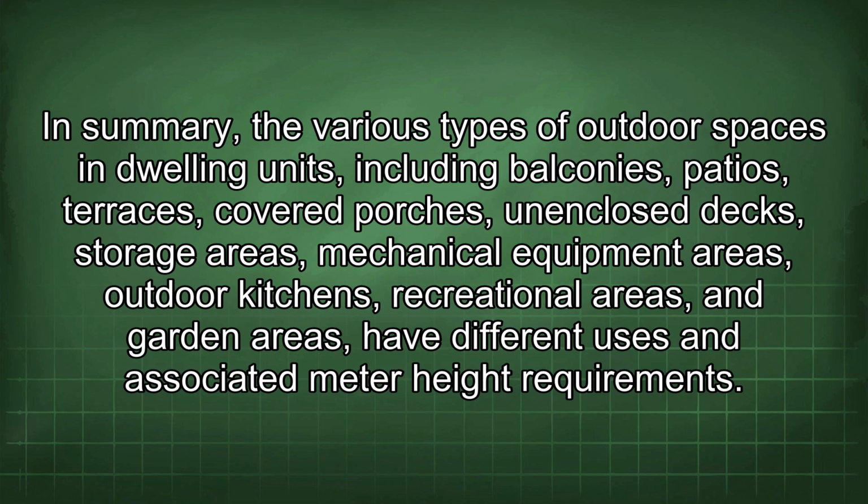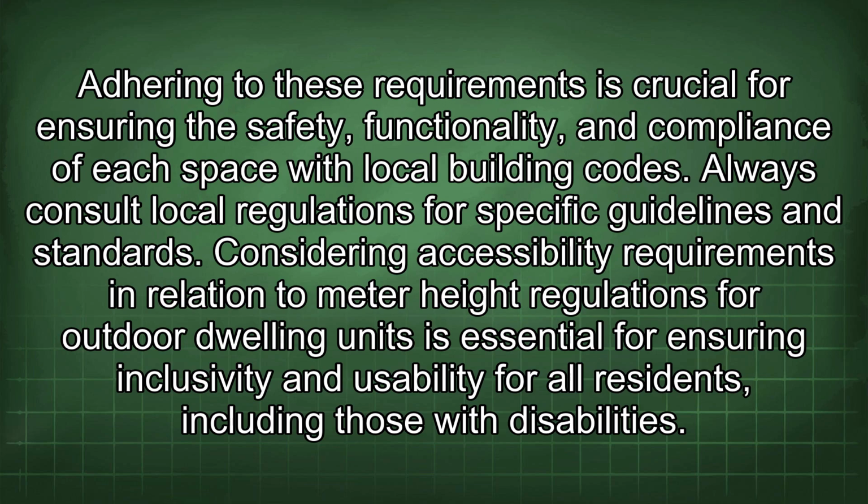In summary, the various types of outdoor spaces and dwelling units, including balconies, patios, terraces, covered porches, unenclosed decks, storage areas, mechanical equipment areas, outdoor kitchens, recreational areas, and garden areas, have different uses and associated meter height requirements. Adhering to these requirements is crucial for ensuring the safety, functionality, and compliance of each space with local building codes. Always consult local regulations for specific guidelines and standards.